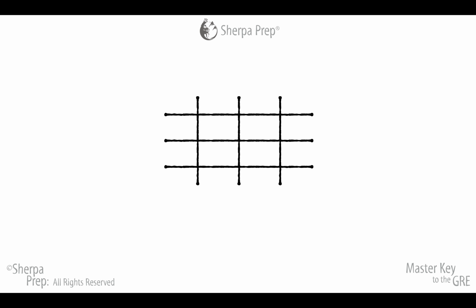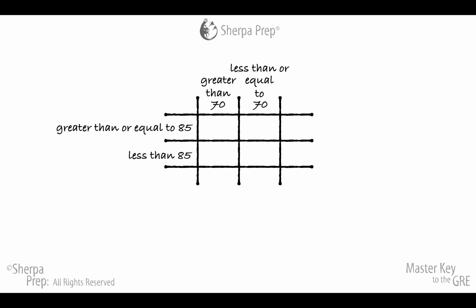And at the top, I recognize that some people in this class scored greater than 70, which of course means that some people scored less than or equal to 70. And down the side, I recognize that some people in this class scored less than 85, which of course means that some people in this class scored a score greater than or equal to 85. And finally, to complete my table, I'm going to label the corners T for total.